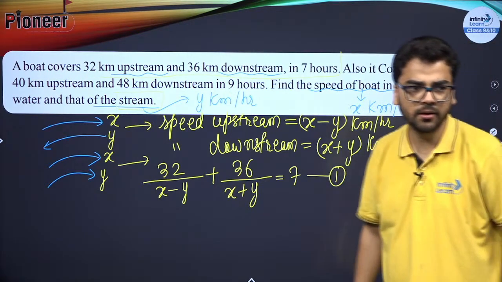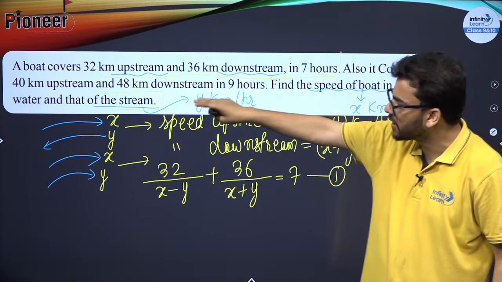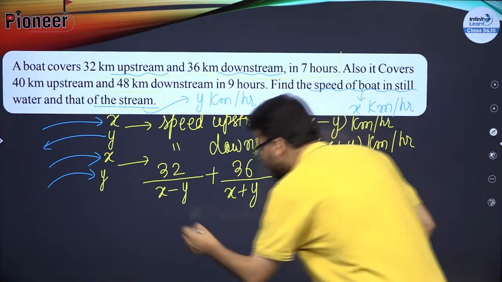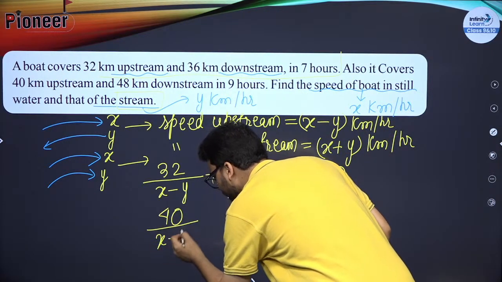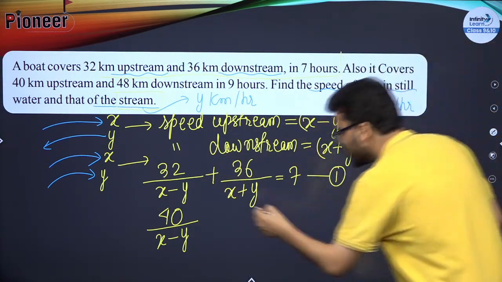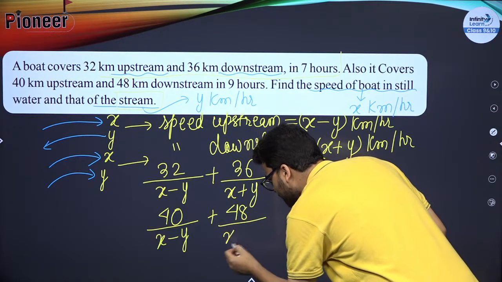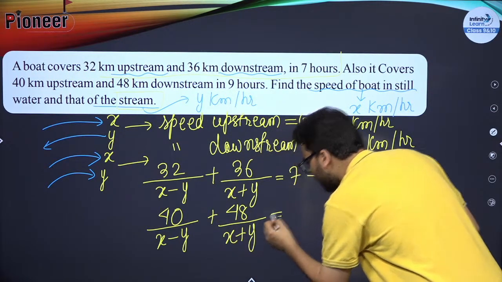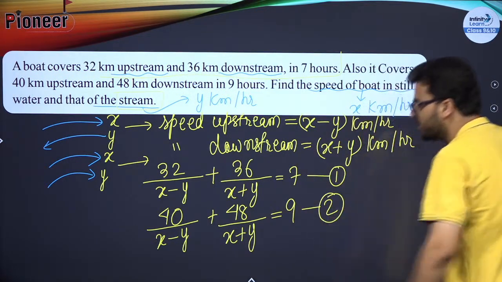Let's check it. Now over here it is also given, it also covers 40 kilometers upstream. So the time taken upstream will be distance upstream upon speed upstream, right? 40 kilometers upstream and 48 kilometers downstream. So 48 kilometers is the distance downstream and the speed is x plus y, correct? And this total time is given as 9 hours. So this is the second equation. I hope this is clear.